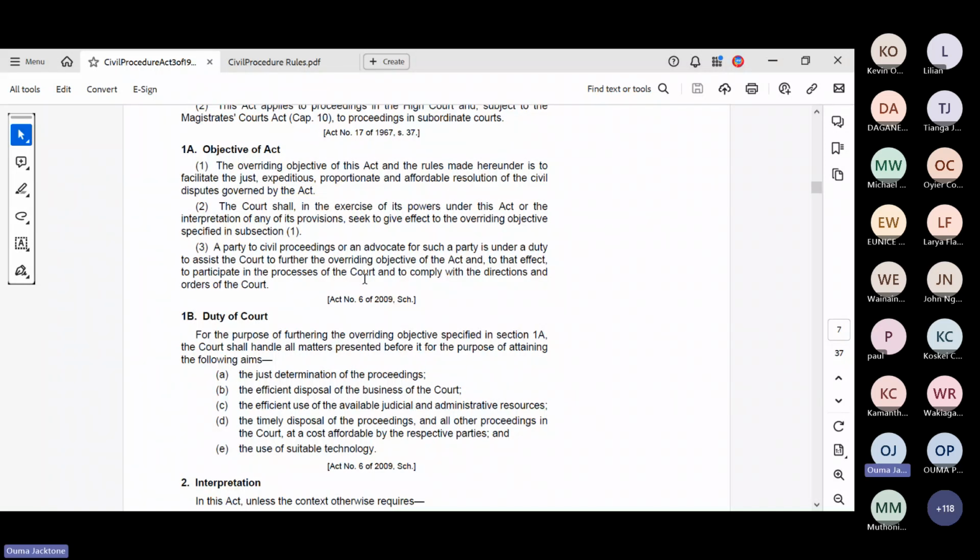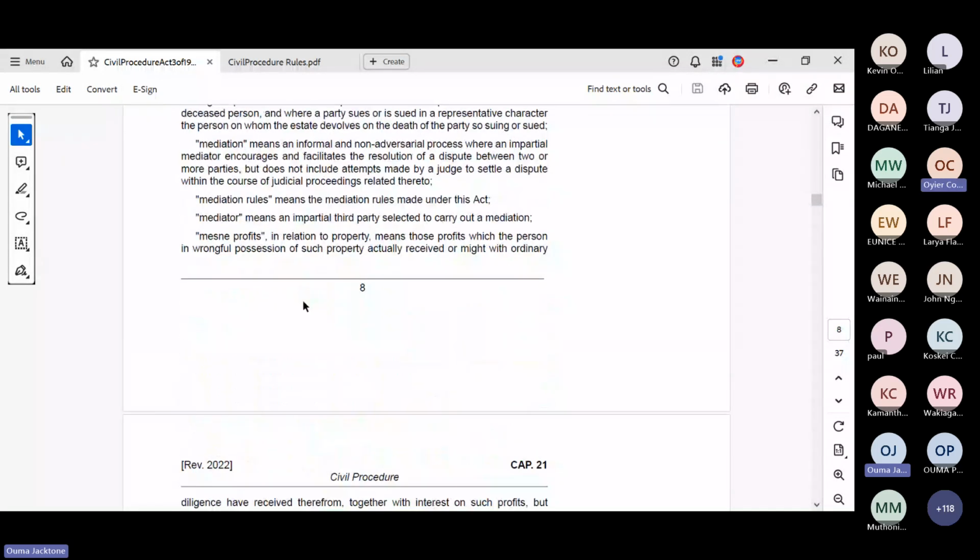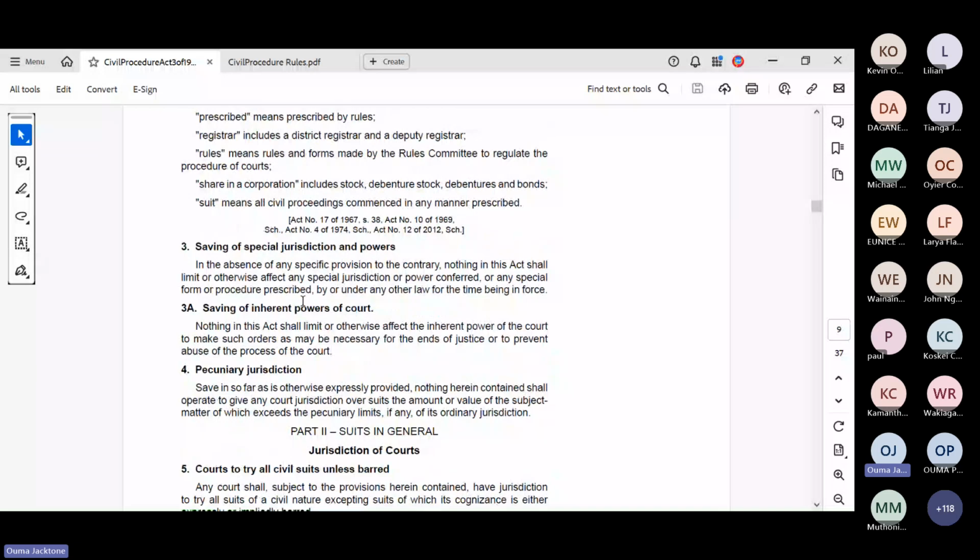Now, to further this process under the overriding objective, that is 1A and 1B, we have section 3A. Okay, now 3A talks about the inherent power of the court. Nothing in this Act shall limit or otherwise affect the inherent power of the court to make such orders as may be necessary for the ends of justice and to prevent the abuse of the court's process. Now, this inherent jurisdiction of the court is supposed to further the overriding objective.